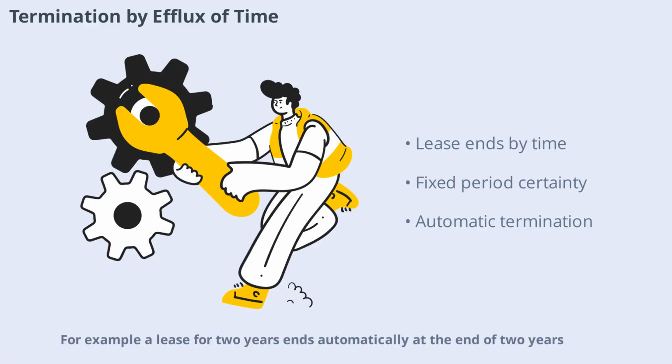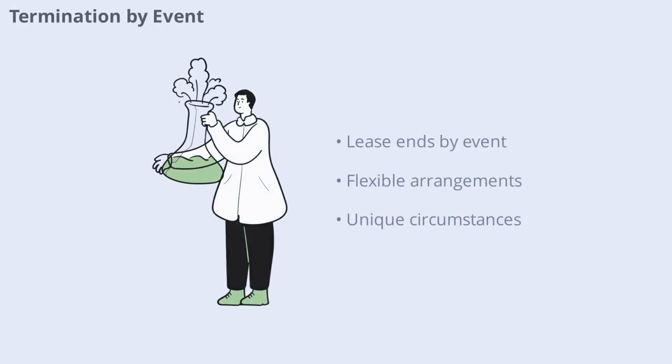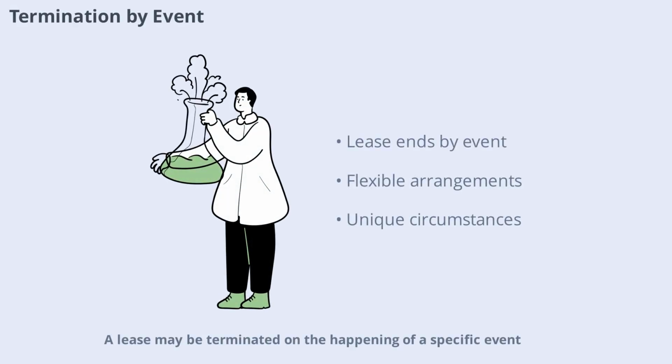For example, a lease for 2 years ends automatically at the end of 2 years. This method provides certainty and clarity, allowing both parties to plan accordingly. A lease may be terminated on the happening of a specific event, such as the death of the lessee or the expiry of a set period. This method allows flexibility in lease arrangements, accommodating unique circumstances and needs.